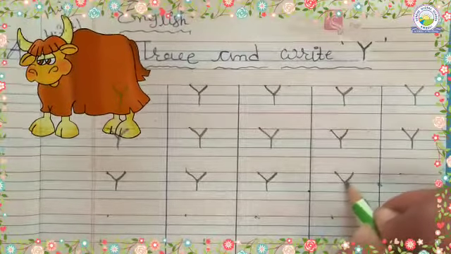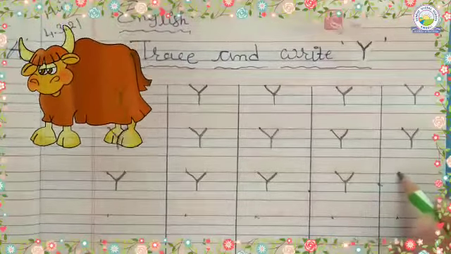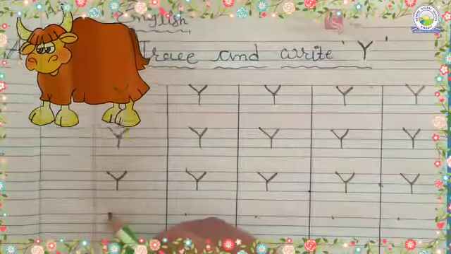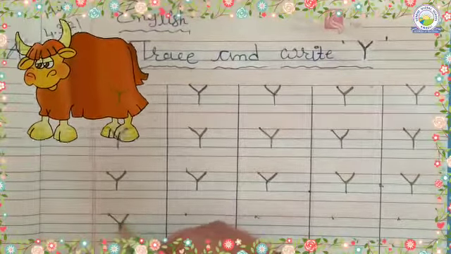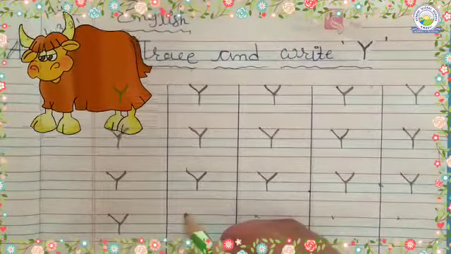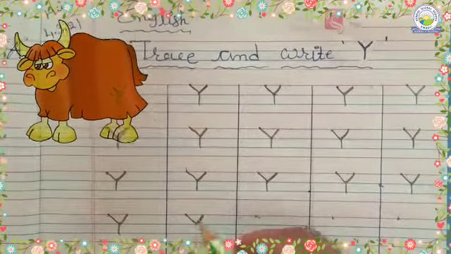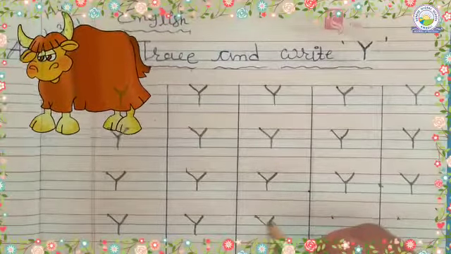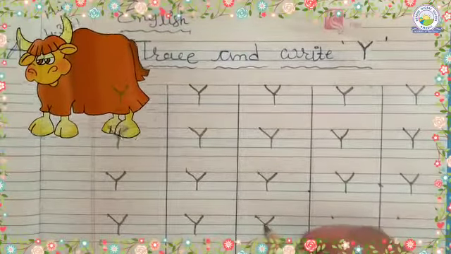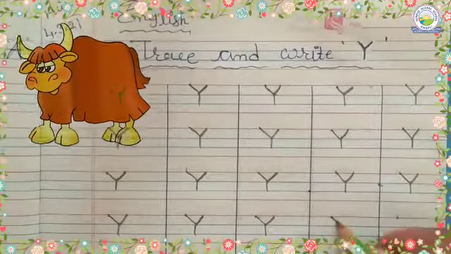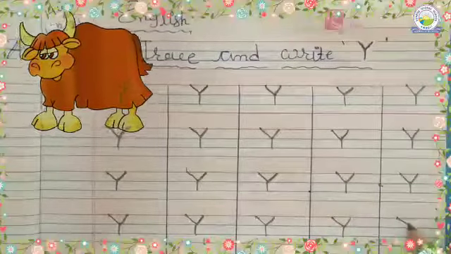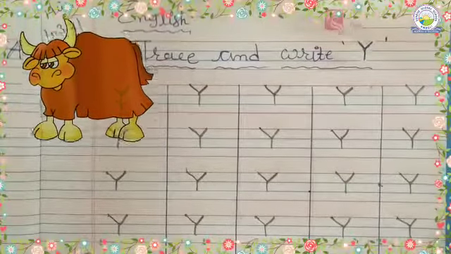Y for yak. Y for yellow. यहाँ पे slanting line, again cross slanting line and then standing line. Y is for yak.